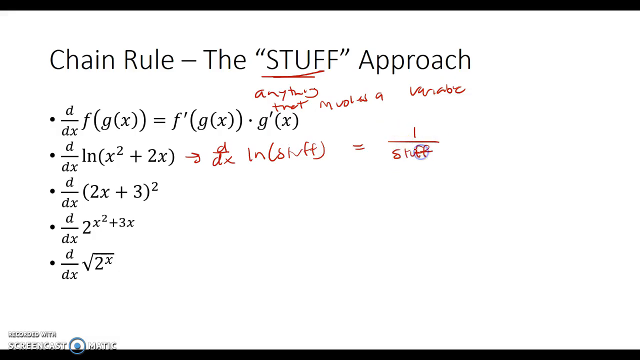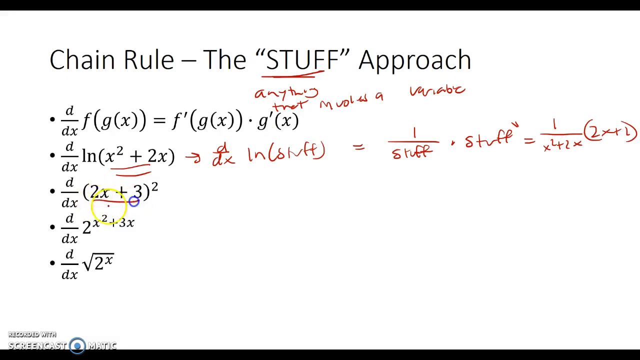But according to the chain rule, the stuff is really the guts. So I've got to multiply it by the derivative of that stuff. I'll call it stuff prime. Well, what is 1 over stuff? 1 over stuff is 1 over x squared plus 2x. And the derivative of stuff, the stuff is what's in the parentheses here, which is 2x plus 2. So that gets multiplied by 2x plus 2.